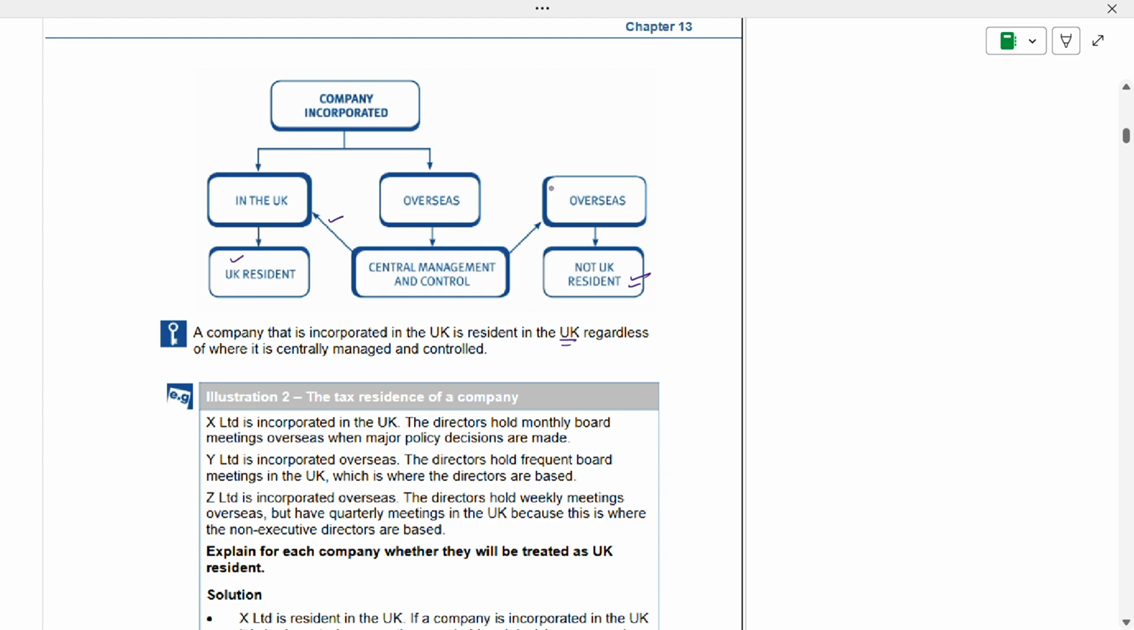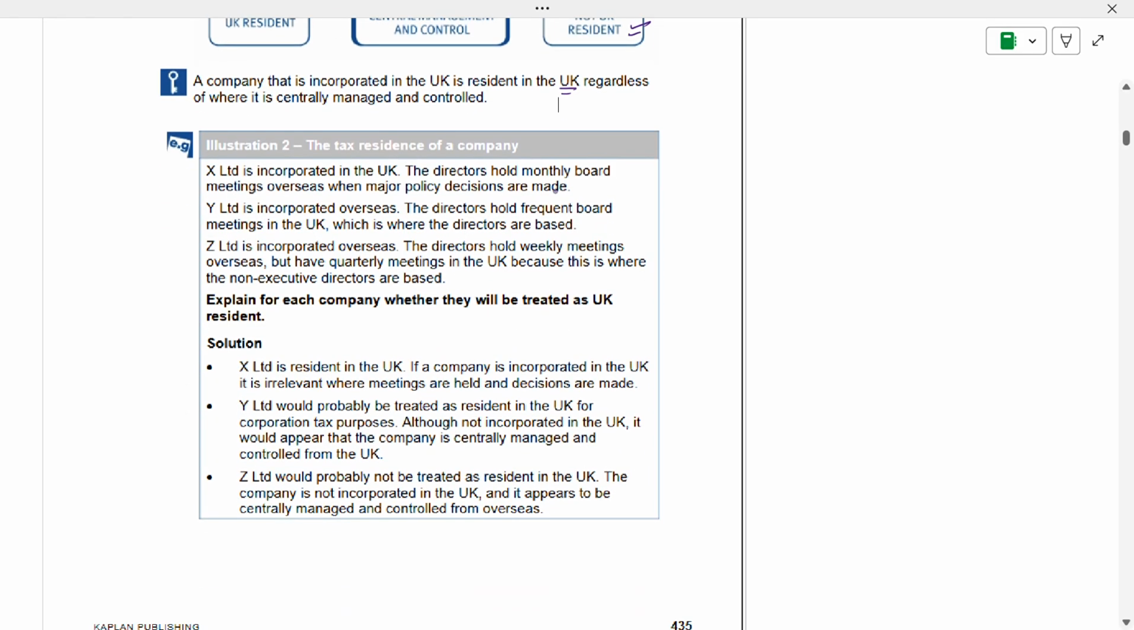A company that is incorporated in the UK is resident in the UK, so you have to pay tax in the UK. If it is managed in the UK, you have to pay tax in the UK. If it is incorporated overseas and managed overseas, it is not a UK resident. Are you clear about this? Yes, sir.